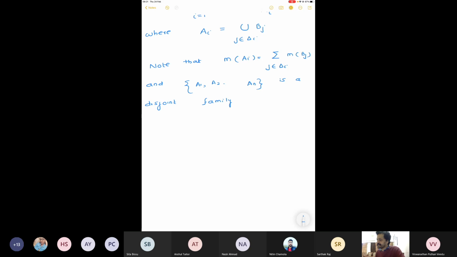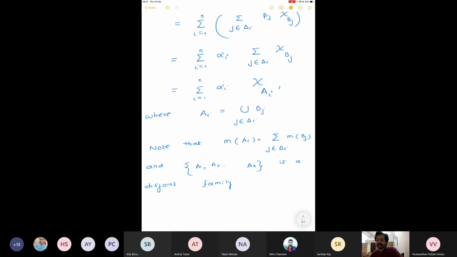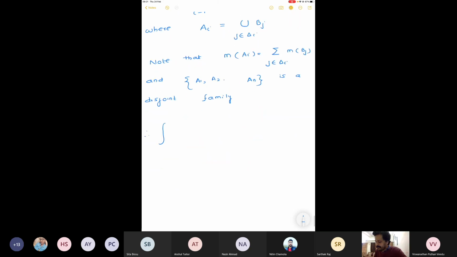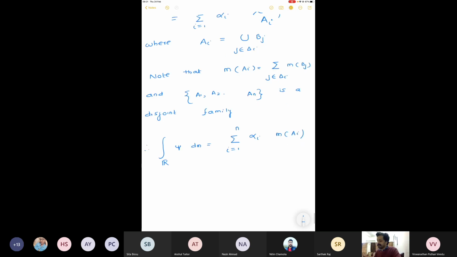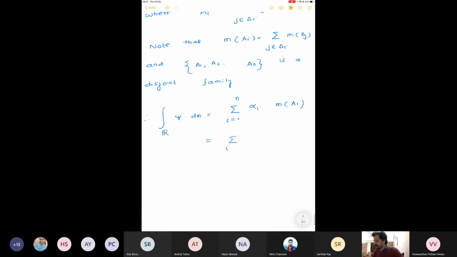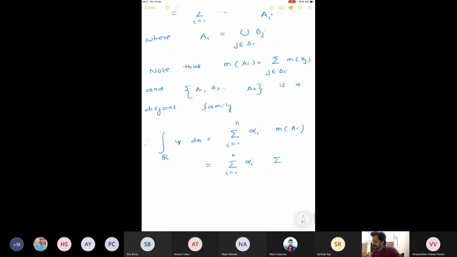So what did you achieve? You achieved that this sum of alpha_i chi_{A_i} happens to be the canonical form. The alpha_i's are distinct now. Therefore, the integral over R of psi dm, since it is in canonical form, I can define as the summation i equal to 1 to n of alpha_i times the measure of A_i. That is the summation i equal to 1 to n of alpha_i times the measure of A_i, which is the summation over j belonging to delta_i of the measure of B_j.